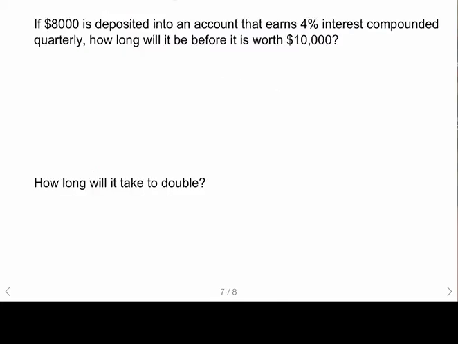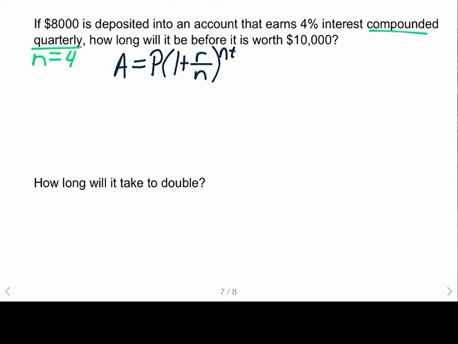If $8,000 is deposited into an account that earns 4% interest, compounded quarterly, how long will it be before it's worth $10,000? Compounded quarterly, I remember that guy. That means that n is equal to 4. There was this formula that I remember. A equals P times the quantity of 1 plus r over n to the nt, where n is the number of times that it compounds per year.